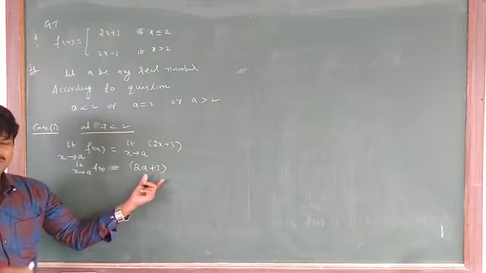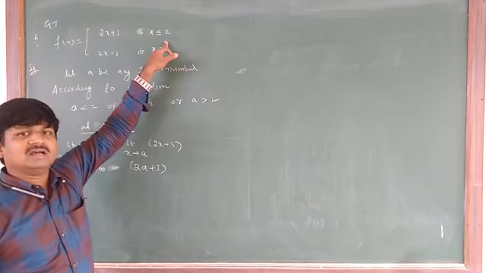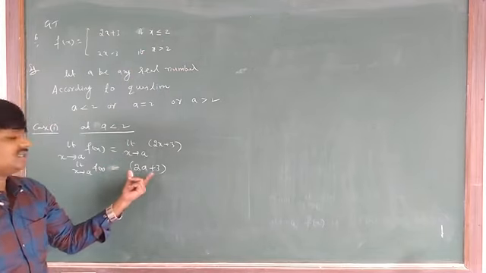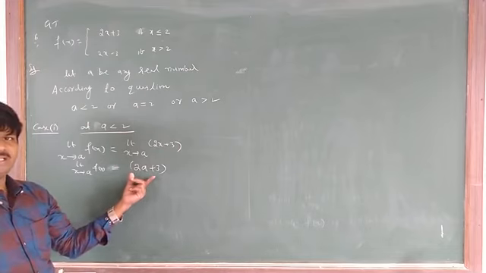So for all real numbers less than 2, we got that the limit exists. That means for all real numbers less than 2, the limit existed.